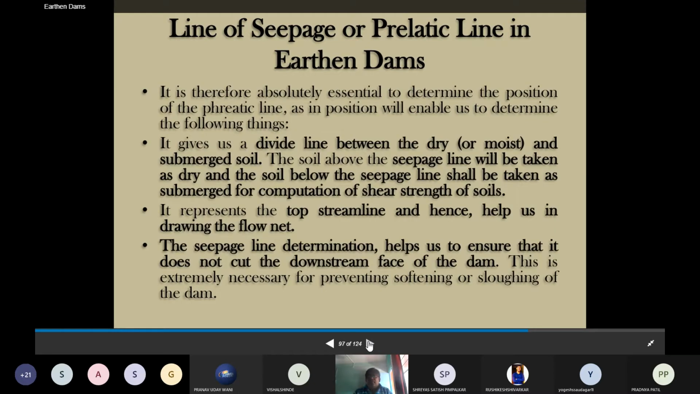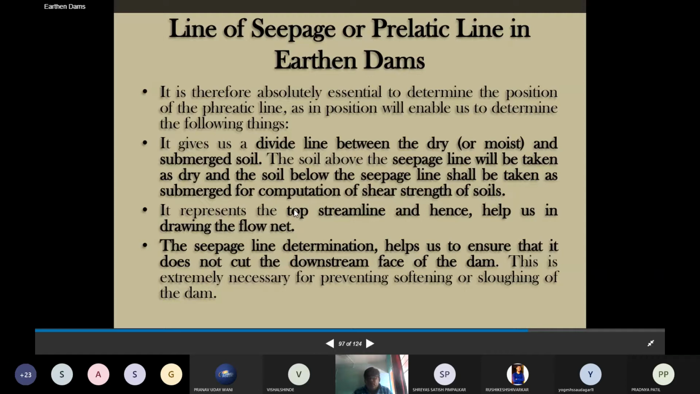Now, it is therefore absolutely essential to determine the position of the phreatic line. How to draw the phreatic line? You have to draw this phreatic line according to Casagrande's equations, as you studied in geotechnical engineering. Its position will enable us to determine the following things. It gives us a dividing line between the dry and the submerged soil. Of course, soil above the seepage line will be considered as dry, and soil below the seepage line or phreatic line shall be taken as submerged soil for computation of the shear strength of the soil.